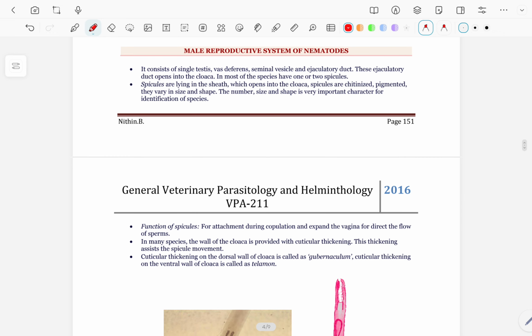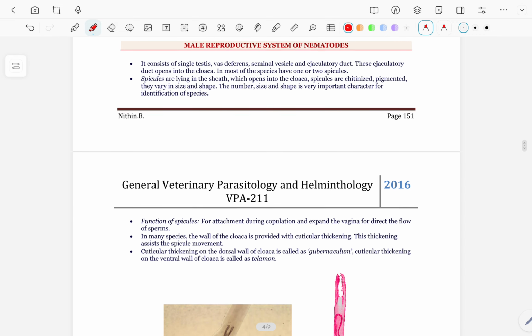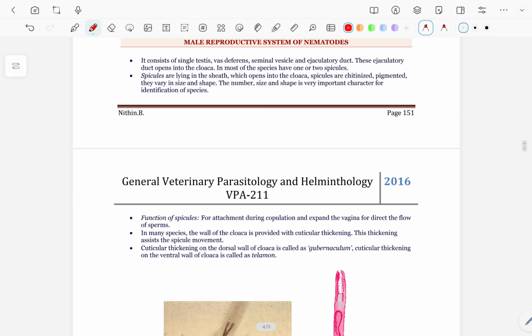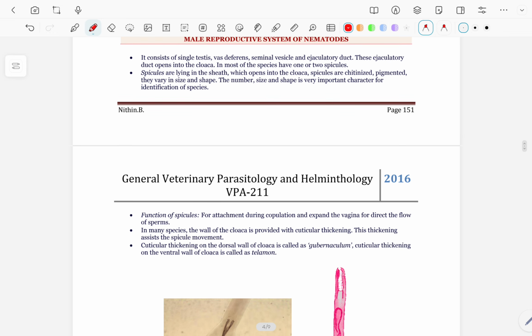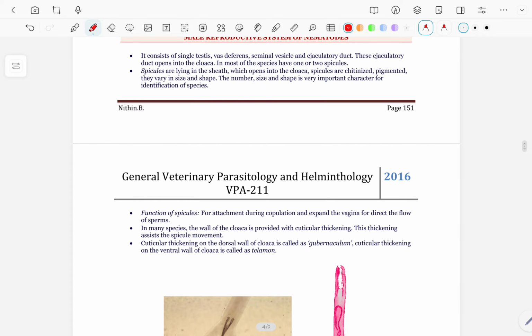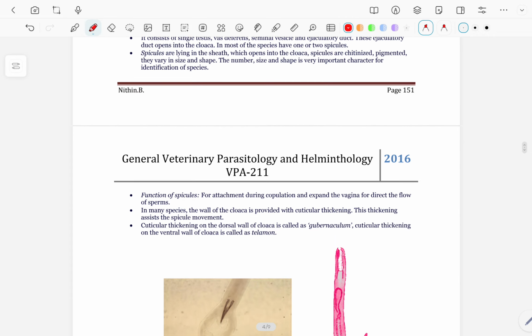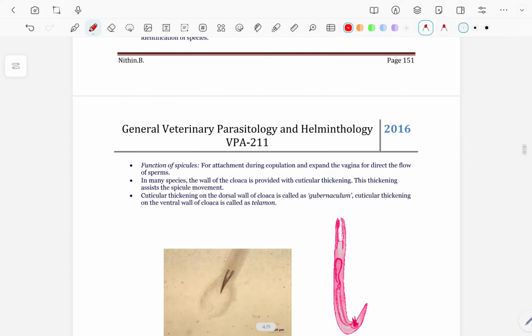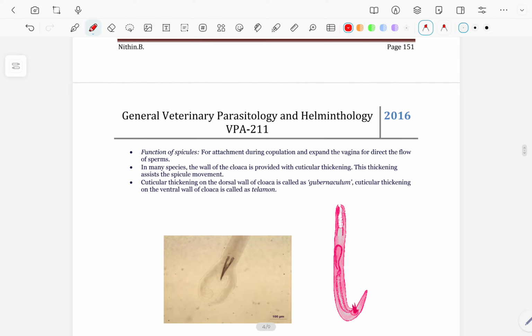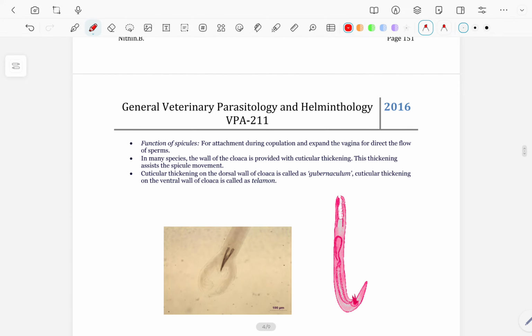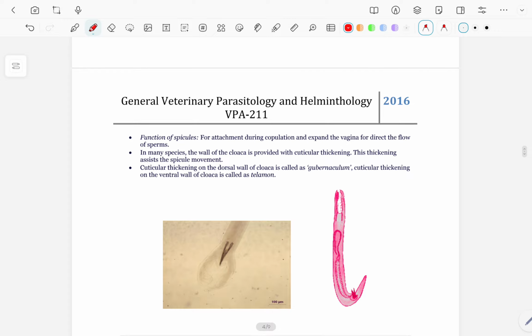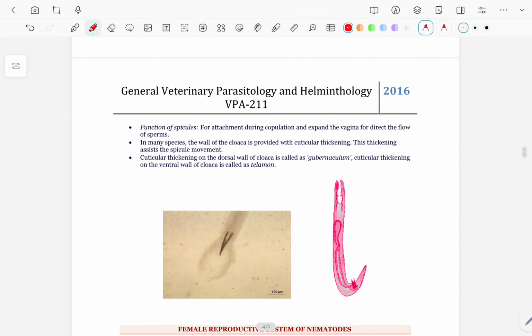Spicules are chitinized and pigmented. They vary in size and shape. The number, size, and shape are very important characters for identification of species. Function of spicules: for attachment during copulation and to expand the vagina to direct the flow of sperm.